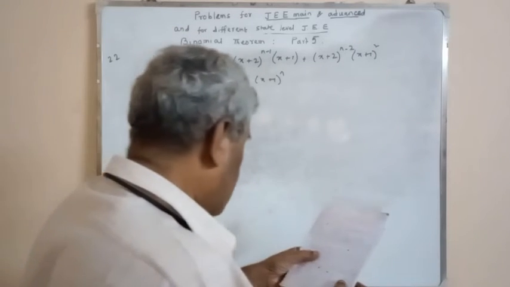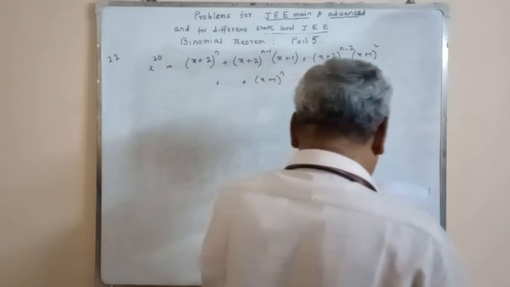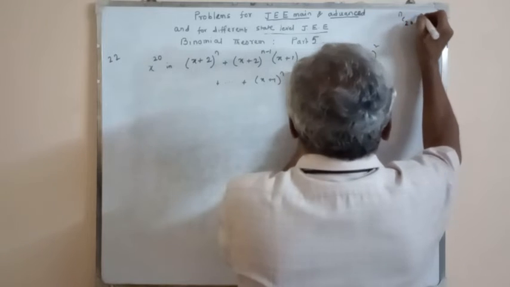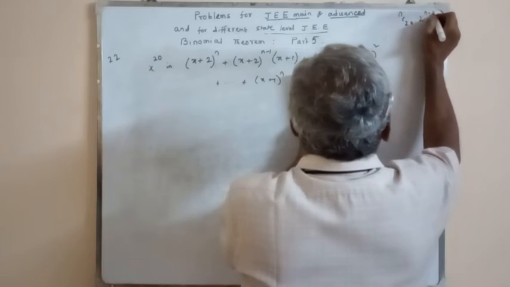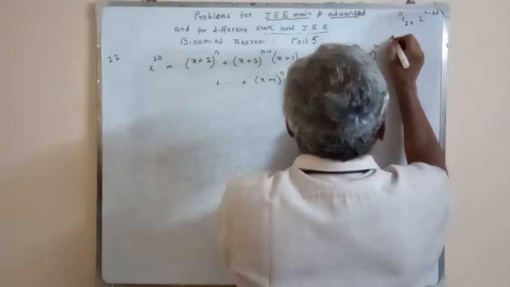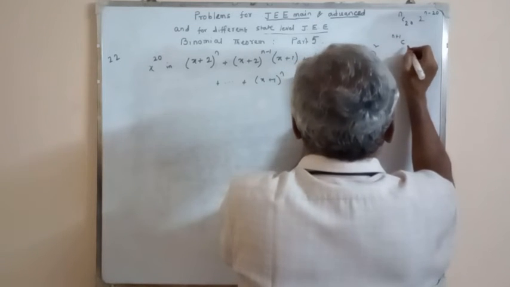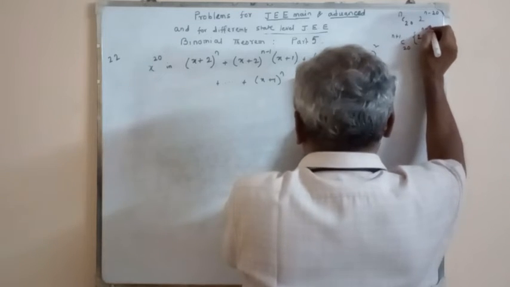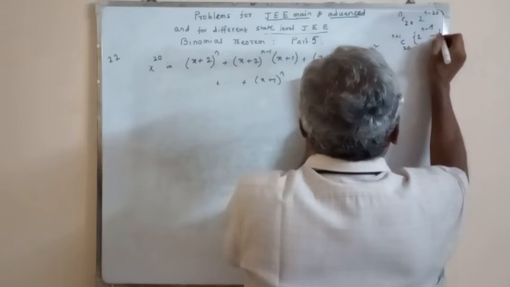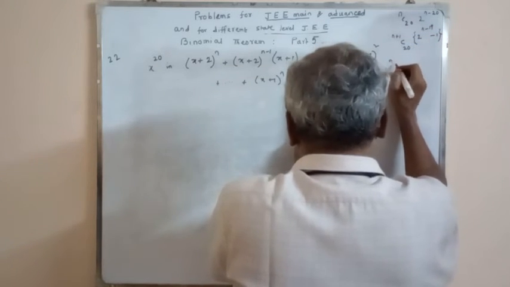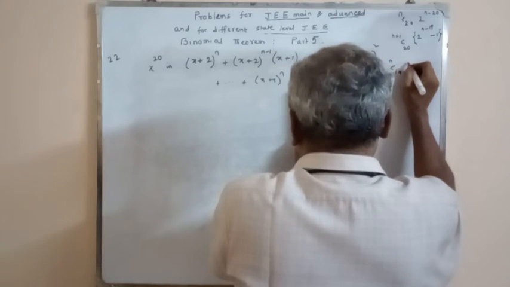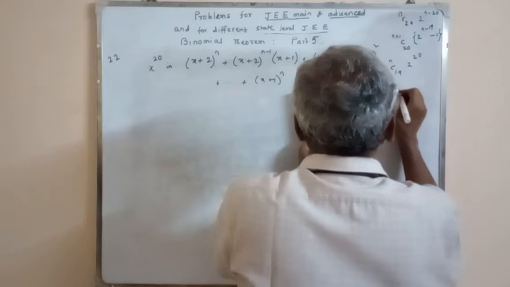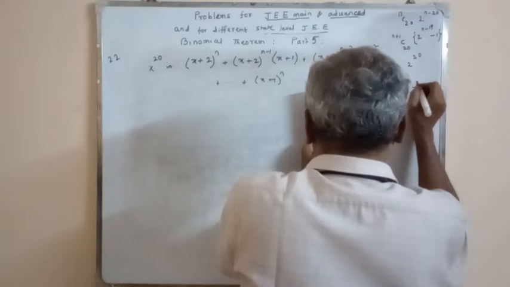The options are: nC20 into 2 to the power n minus 20. Second option, n plus 1 C 20 into 2 to the power n minus 19 minus 1. Next option is nC19 into 2 to the power 20. And nC20 into 2 to the power 19.